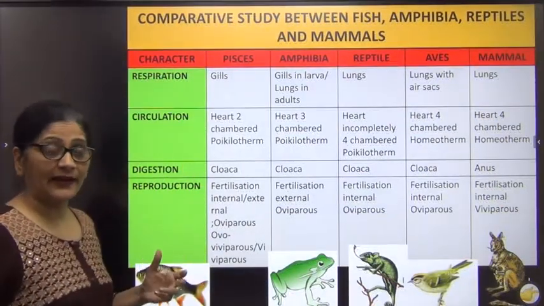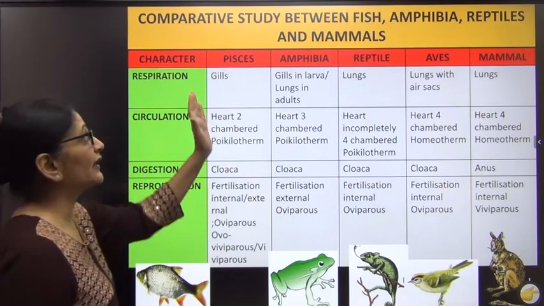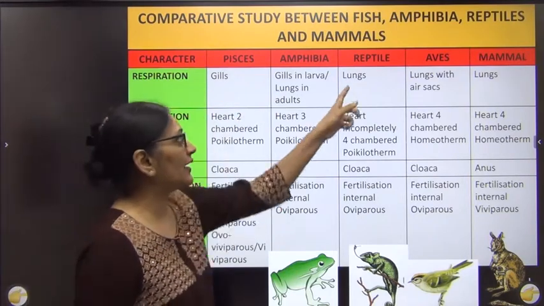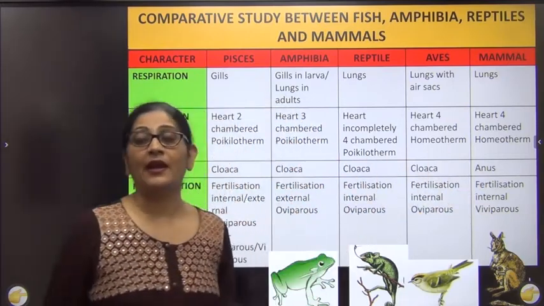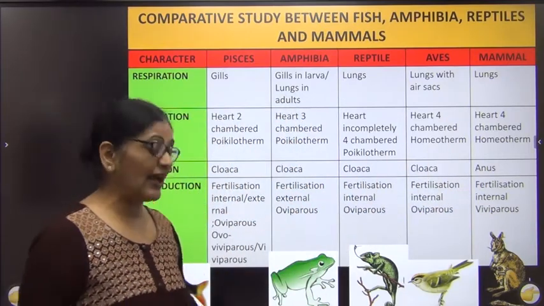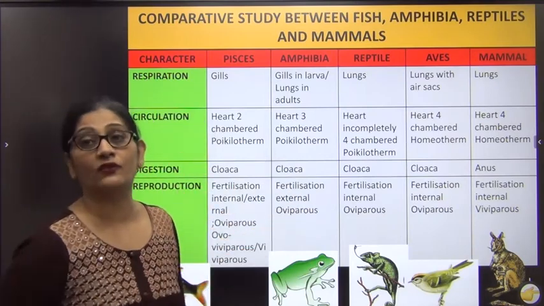Before explaining cloaca, I want you to observe that cloaca is found in all gnathostomes, including pisces, amphibia, reptiles and aves, the birds. Only mammals do not have cloaca. There I used a word called anus. So what is the difference? What is cloaca and why is it not found in mammals?